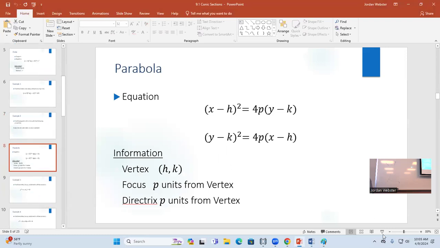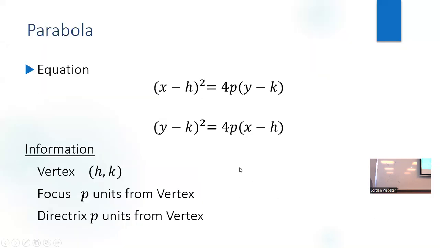Now, our next conic section that we're going to look at is a parabola. And the standard version of a parabola is going to be actually one of these two. We're going to have (x minus h) squared equals 4p times the quantity (y minus k). Or we're going to switch the roles of x and y by doing (y minus k) squared equals 4p times the quantity (x minus h).